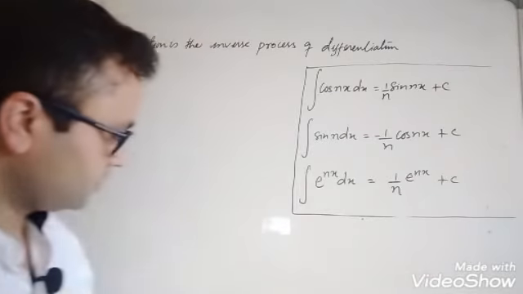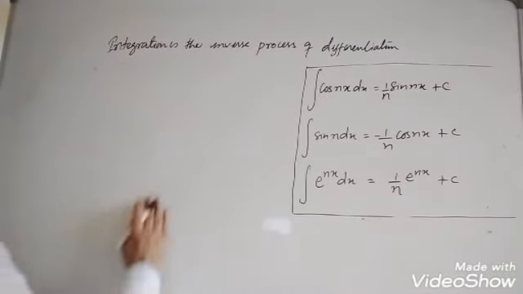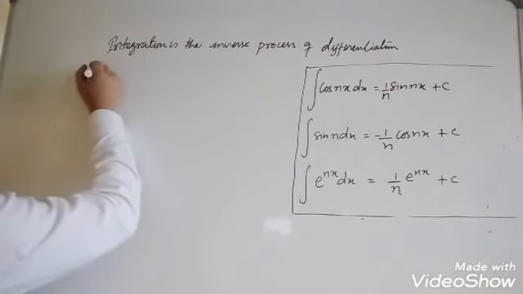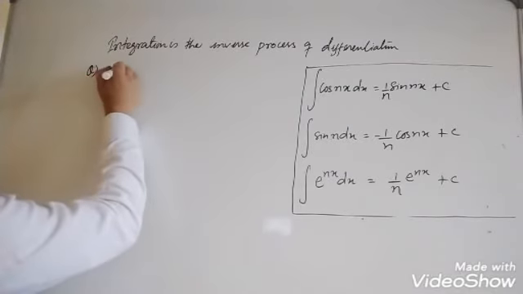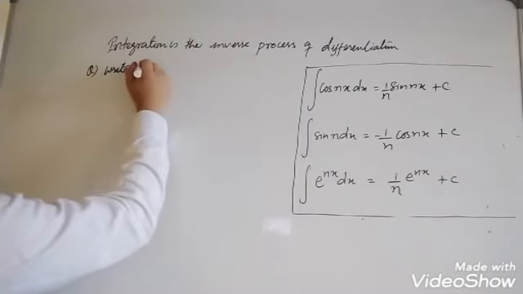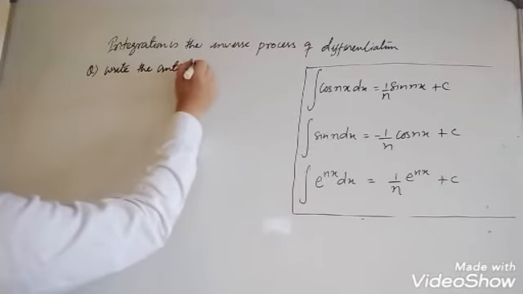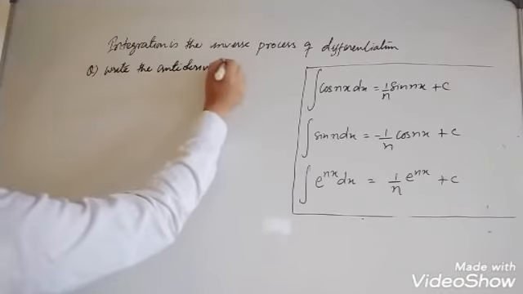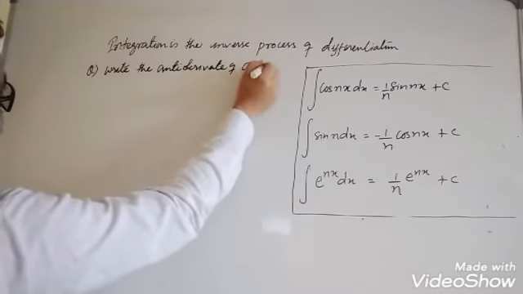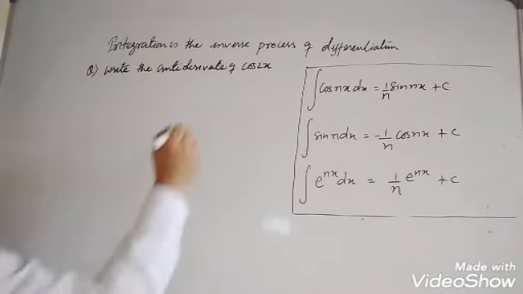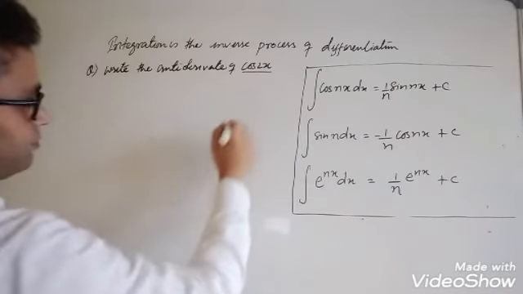Now let us take some examples of finding the antiderivatives. So the question is, write the antiderivative of cos 2x. Now first, cos 2x comes from sin.